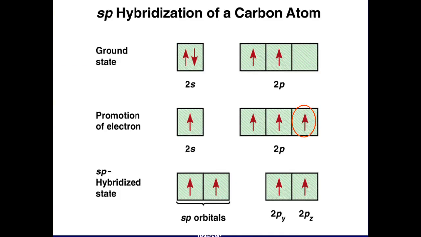Okay, so this is what you have. In sp, you have two sp orbitals and two pure p orbitals. What it means is this can make one sigma bond, and the result is a triple bond.